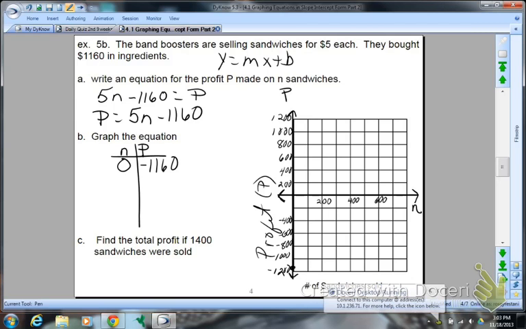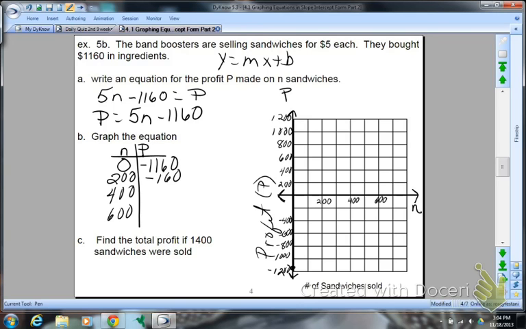So now we need to pick other values for N. What values do y'all want? We could pick any number we want. What numbers do y'all think we should put? 0. And things that end in 0, so like 10. Well, look at the graph. What are we counting by? Oh, hundreds. So we're going to pick 200, 400, and 600. You could have picked 100, 300, 500. You could have picked any one you want. So the very first time, 5 times 200 is 1,000, minus 1160 is negative 160.